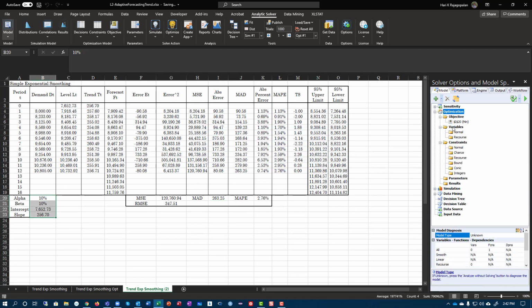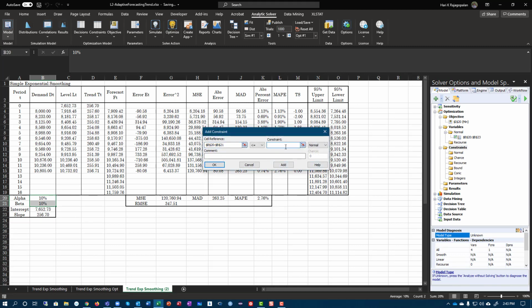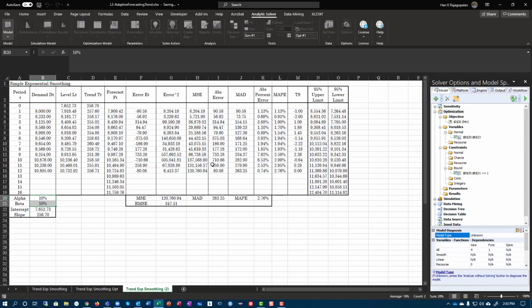And the variables you're going to adjust are these, the variables you're going to use to optimize them. And your constraints are alpha and beta. Alpha and beta are less than 1, and then alpha and beta are greater than or equal to 0. You have to put these two constraints in. And then you can run it.